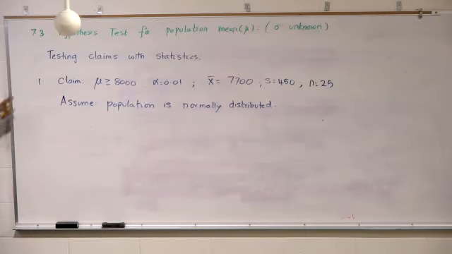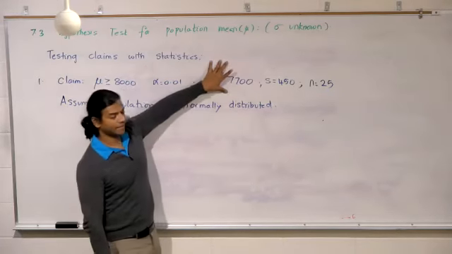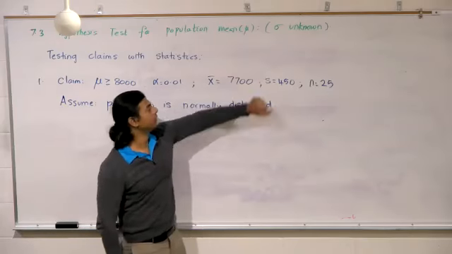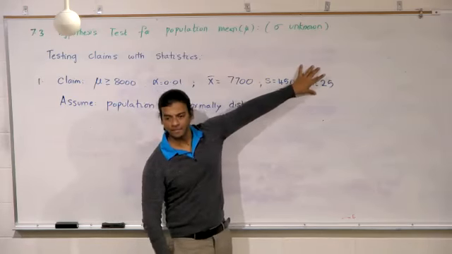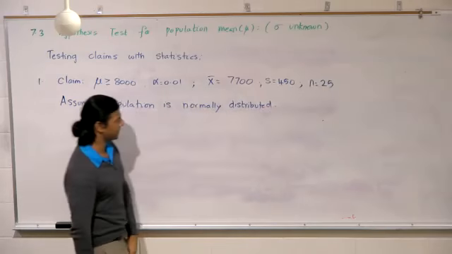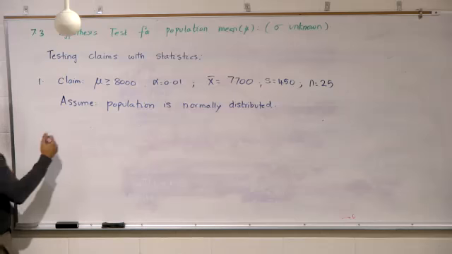In the problem, they have given us the claim, the value of alpha, x bar from some sample, standard deviation from some sample, and the sample size of that sample, 25. Based on that, what type of test are we about to perform? Left, right, or two-tailed? Well, I would say we have to write the definition of the test first so that we can understand it better.